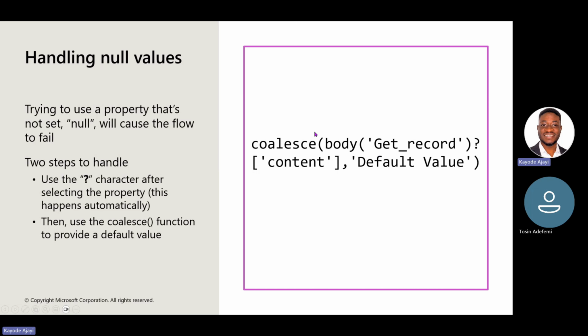Handling null values you get. This is an example of what I've said with the coalesce function. In this case, if this body content is null, then we are able to pass a default value, right? So we are making sure that our future step is not going to fail, because we are passing a default value, even though the result of the action that we wanted came back as null. Trying to use a property that's not set will cause a flow to fail, so you can use coalesce to provide a default value so that it doesn't fail.